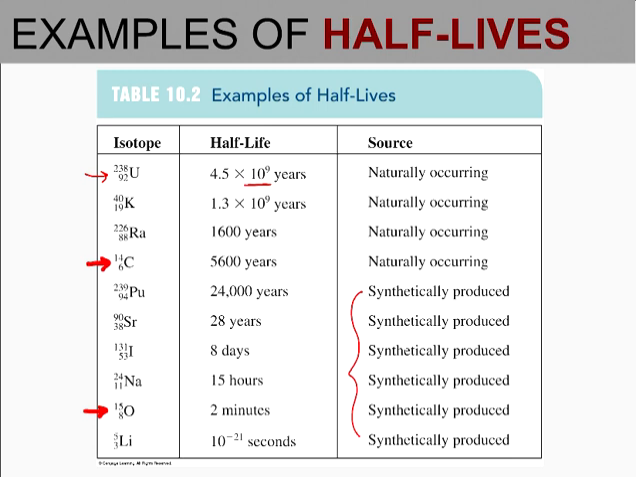So again, the length of the half-life determines stability. So uranium-238 at the top, its half-life is super large, so that means it's pretty stable. It's still radioactive, but it's relatively stable. And then carbon-14, its half-life is 5,600 years, so it's less stable than uranium. And then oxygen-15 is super unstable. Its half-life is only 2 minutes.